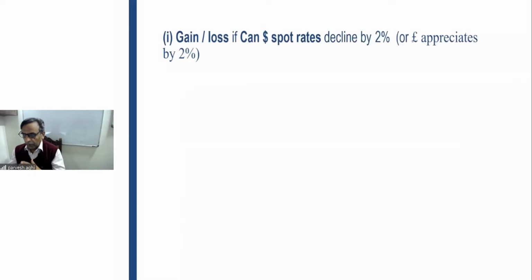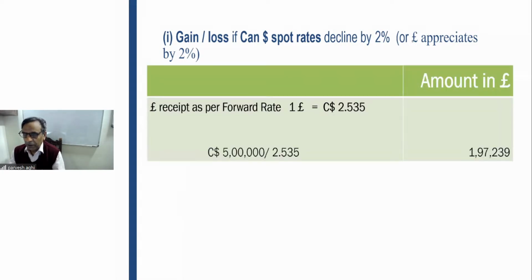Now, the first case: gain or loss if the Canadian spot rate declines by 2%. If the Canadian dollar declines by 2%, which means the pound is appreciated by 2%. That's the same thing. So if he's going to use the forward contract, where we found that the forward rate was £1 is Canadian dollar 2.535, now this is basically the reciprocal quote, so we can just divide and calculate. So the answer will be 1 divided by 2.535.